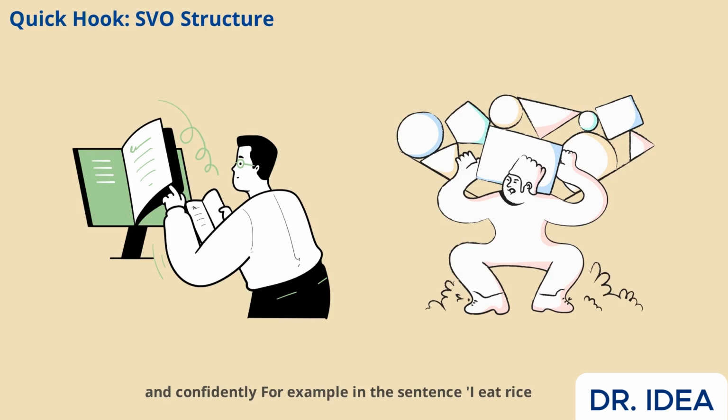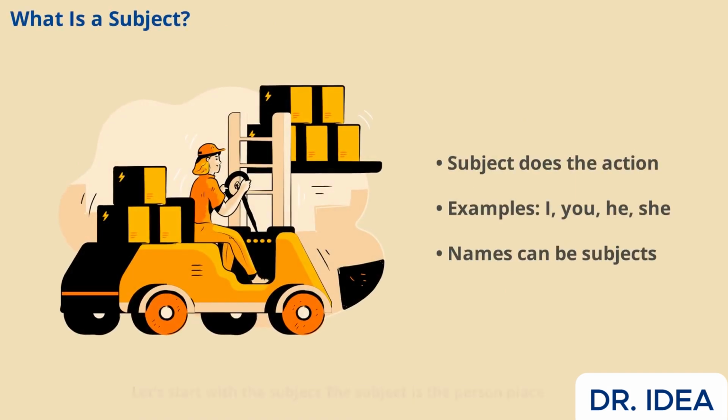For example, in the sentence, I eat rice, I is the subject, eat is the verb, and rice is the object. Let's break down each part and see how you can use this structure in your daily English conversations. Let's start with the subject.